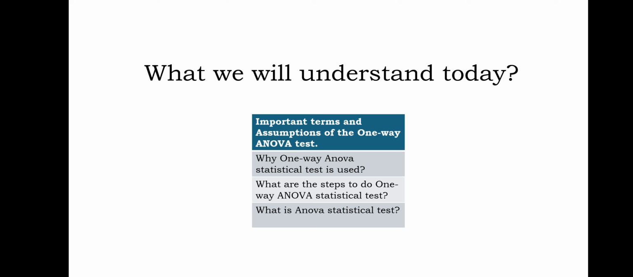Although these topics look different from each other and don't look like they are in sequence, this is the way we will learn about them so that understanding them can be easy. We will start with the important terms and assumptions of one way ANOVA test, and we will end our lesson with what is ANOVA statistical test.